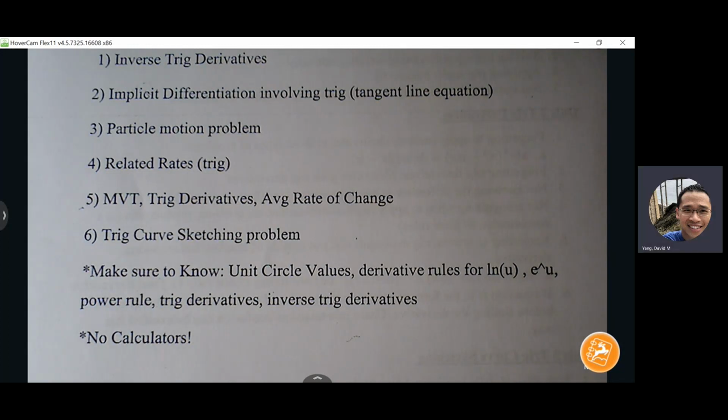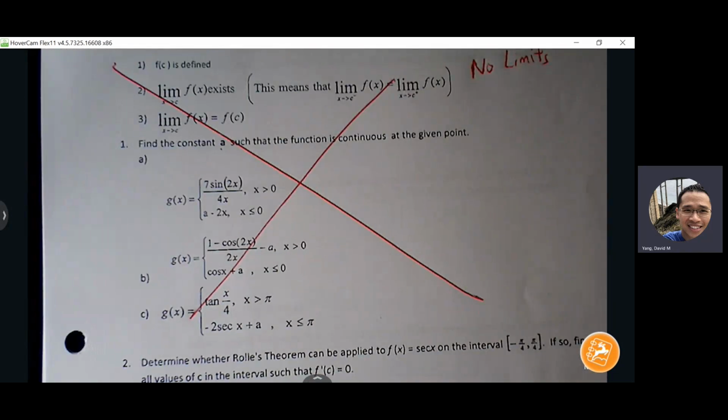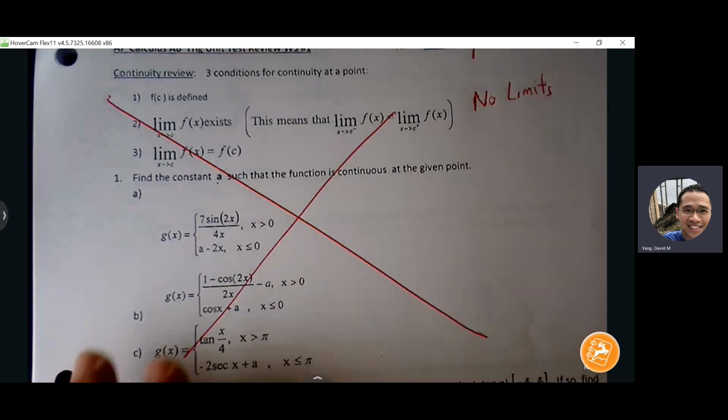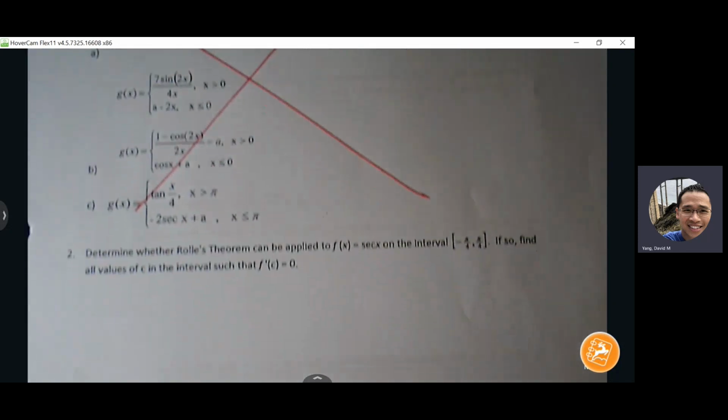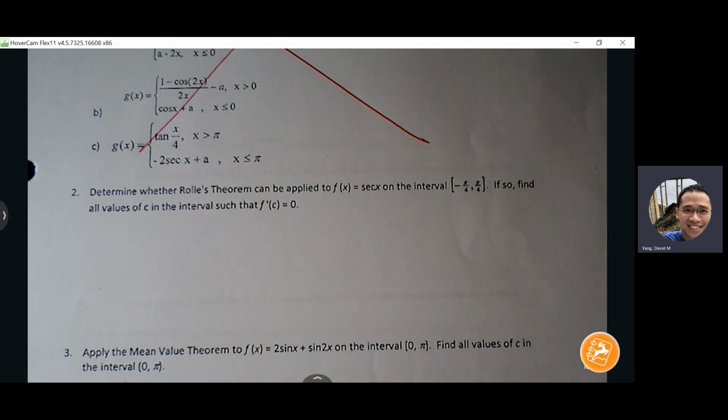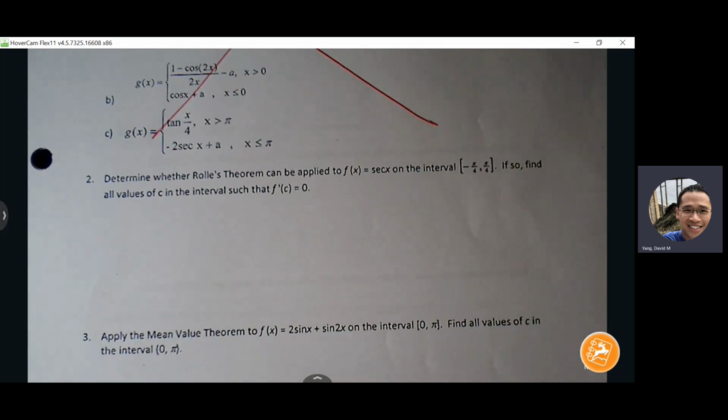Okay, so you can turn to page 1 in your packet. So what that means is there's no limits. Okay, so I put limits here because I put it on previous tests, but it's not going to be on this test. So no limits. Okay, so let's look at number 2. Number 2 is Rolle's theorem. Rolle's theorem falls under the category of mean value theorem. So let's walk through this step by step here.